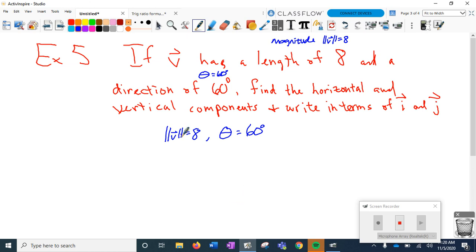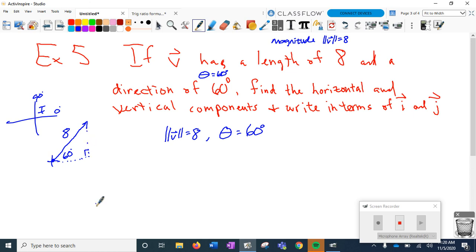Okay, all right, so again, let's just visualize that. Remember, 60 degrees on our unit circle goes into quadrant 1. 0 to 90 is quadrant 1, so 60 degrees means this vector is taking off at a 60 degree angle, and it's got a length of 8. If I were to put this at the origin of the xy axis, this is what this vector is going to look like.